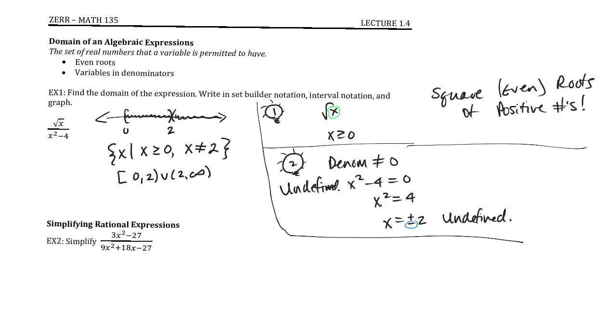So we found the domain. All of this is different ways of finding the domain. We wrote it in set builder notation, in interval notation, and we did the graph.